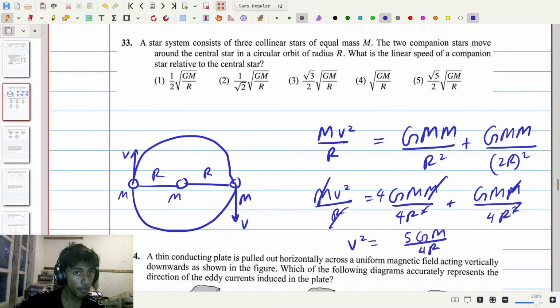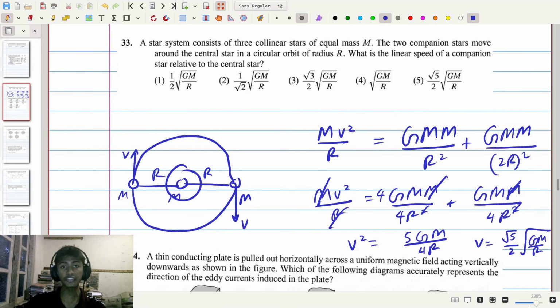Now taking the square root of both sides, we get v equals square root of 5GM divided by square root of 4 times r, which is going to be 2 times the square root of r. So therefore it will be equal to square root of 5 divided by 2 times the square root of GM over r. So this is equal to the tangential velocity of one of these stars.